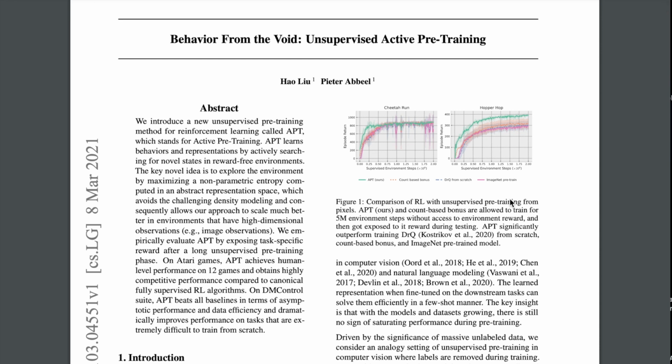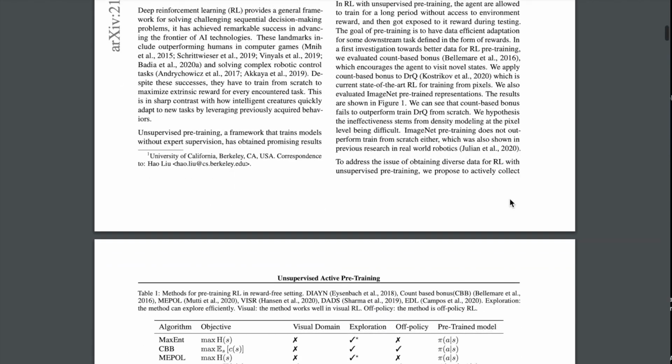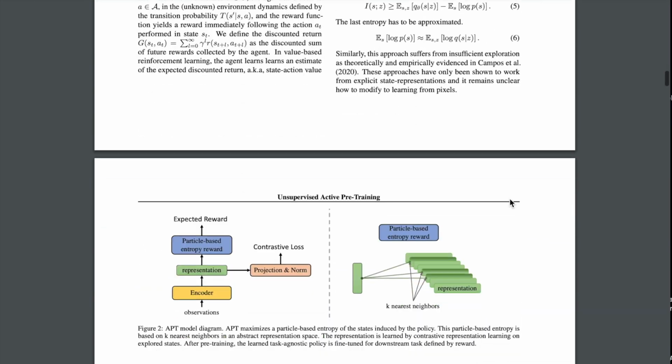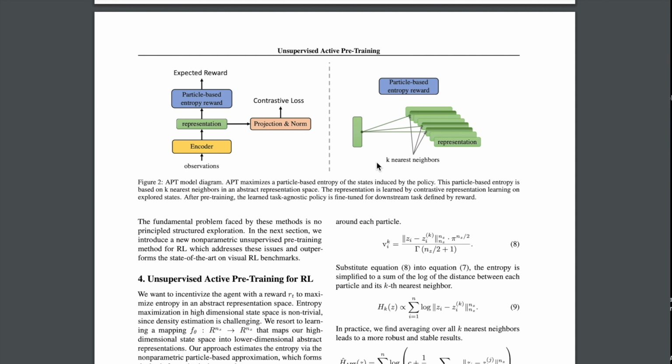So the core idea is to use contrastive learning for exploration and for searching the environment and finding data. And so let's jump right into the key idea, which is this idea of this particle-based entropy reward. So the model, the agent, it explores the environment and it gets a new state.